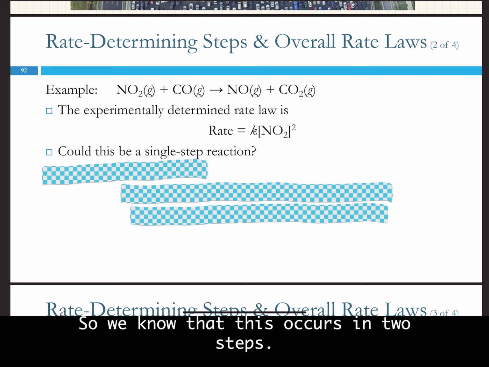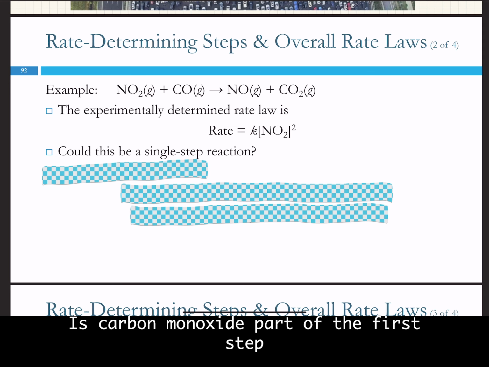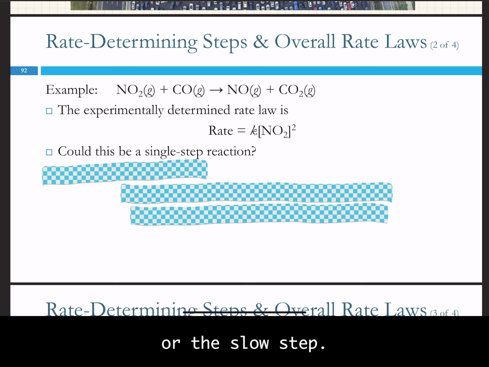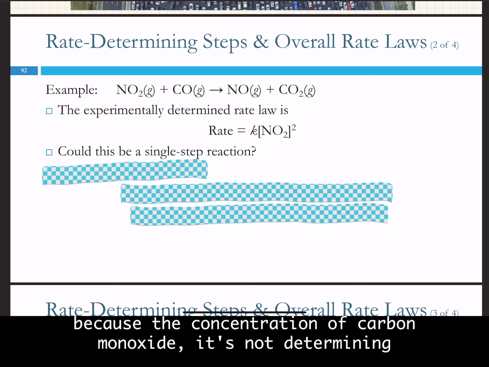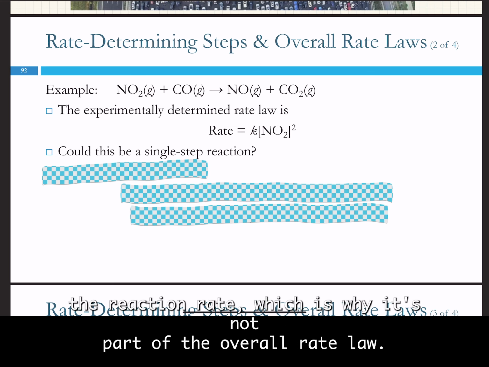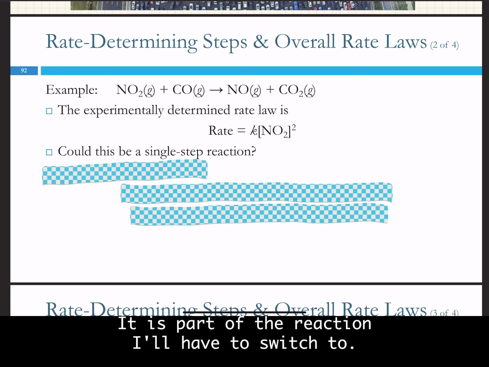So if we know that this occurs in 2 steps, think about this. Is carbon monoxide part of the first step? Or the slow step? Carbon monoxide would be part of the faster step because the concentration of carbon monoxide is not determining the reaction rate, which is why it's not part of the overall rate law. Doesn't mean that it's not part of the reaction. It is part of the reaction.